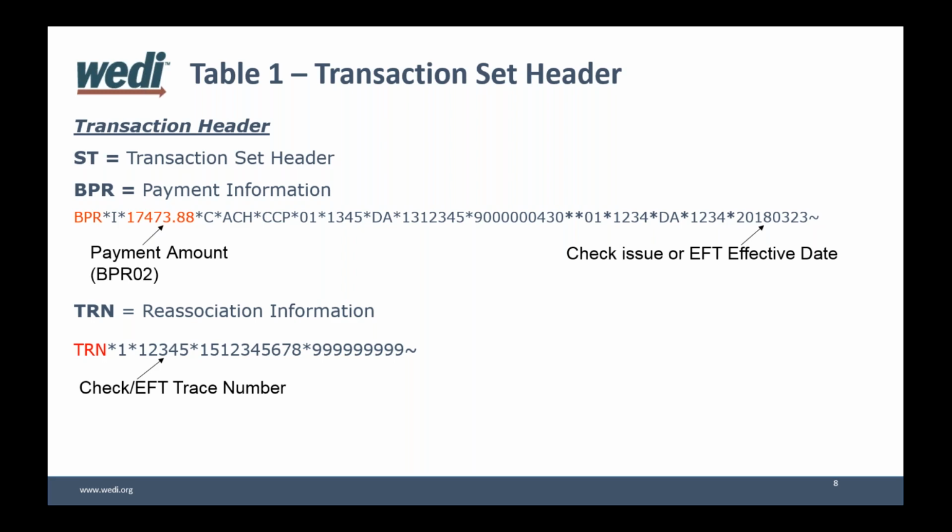Again, what goes along with that as just higher level information would be your effective date, your check issue date, and that's your BPR16. As you can see here, it's represented as 2018-03-23. The trace number is in the TRN segment, and in this example, it's just 1, 2, 3, 4, 5. And that information is used for reassociation ultimately. That goes hand in hand with this dollar amount of, in our example, $17,473.88. Next slide, please.